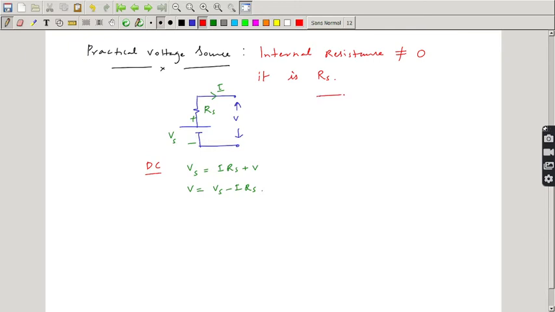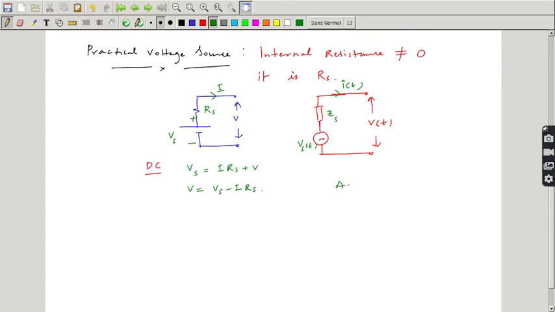In case of AC, I represent it with an impedance in series with the source. The terminal voltage is V of t, the source is Vs of t, this is ZS, and the current flowing is I of t.